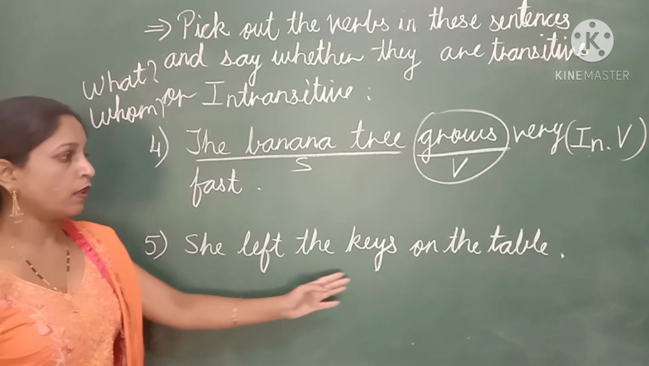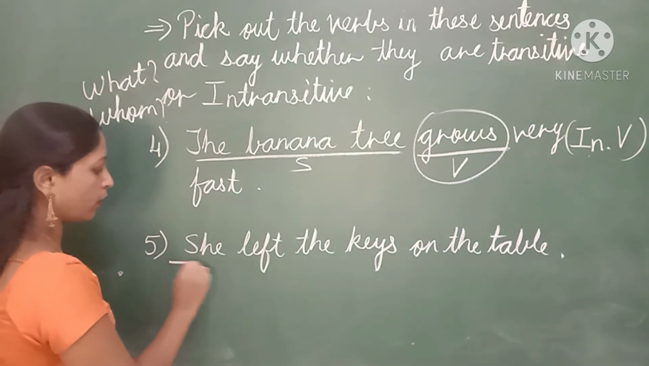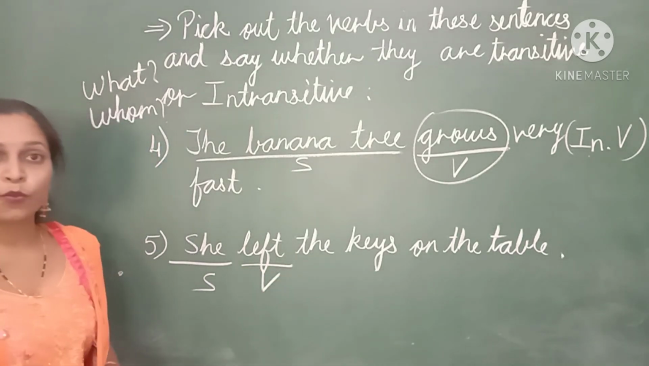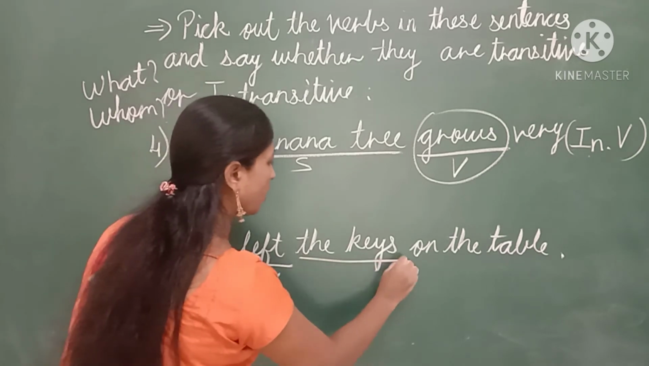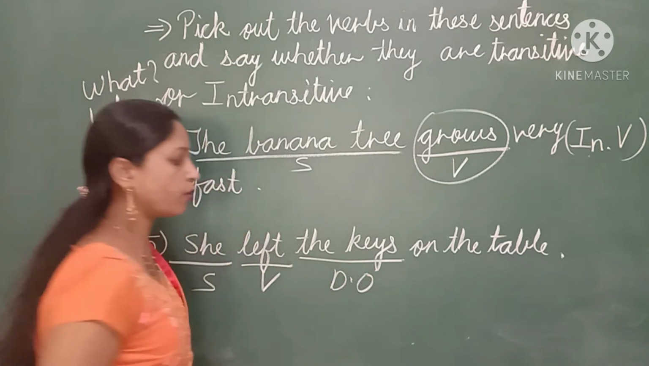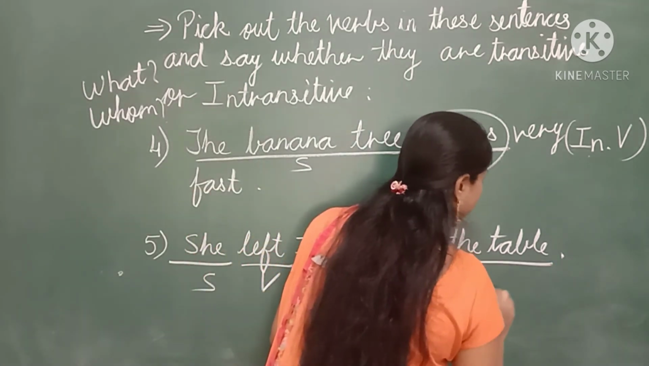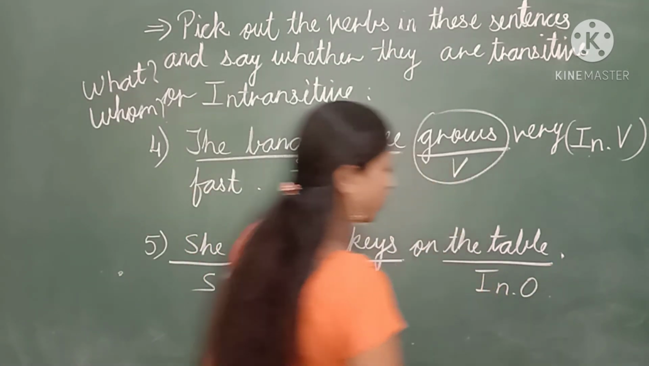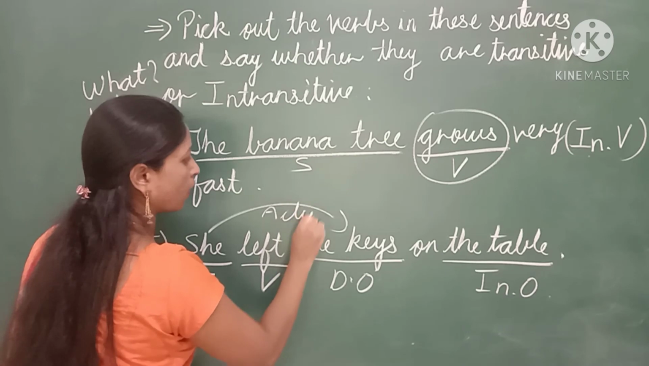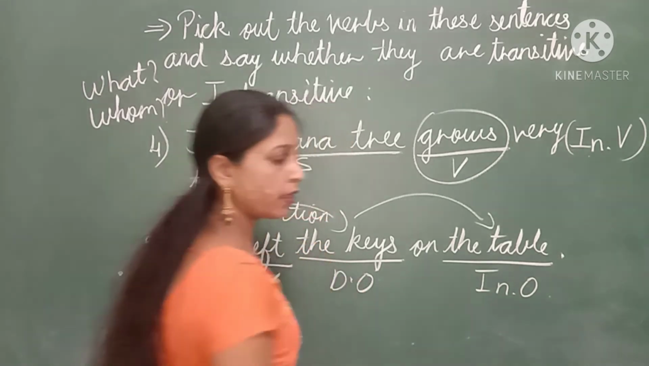She left the keys on the table. Now what are we talking about? We're talking about her. That is she. She is the subject. Left is the action, that is the verb. What did she leave? The keys. What? It is answering what. So the keys is the direct object over here because we have one more object. We have two objects. That is, even the table also becomes an object, but it is the indirect object. Okay, first the action is done on the keys and then on the table. So this is the direct object and this is the indirect object.